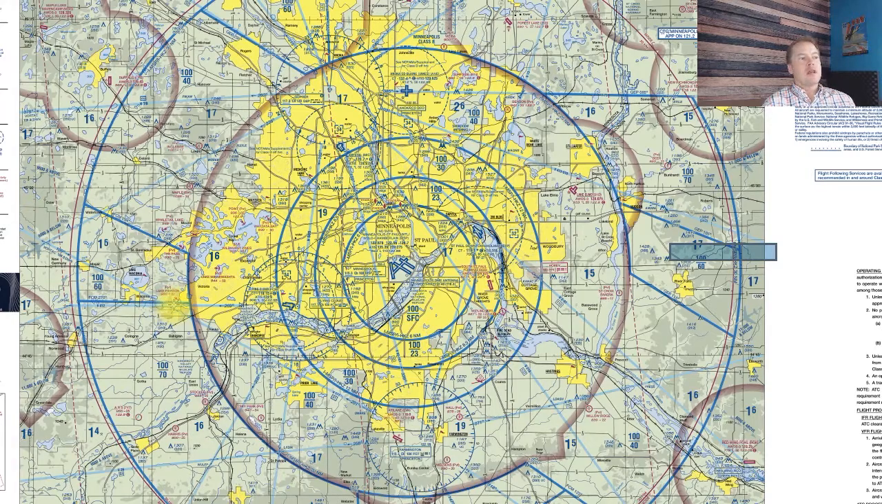So sometimes the FAA does take chunks out of this Class B airspace for different types of traffic patterns. So again, just because you see a number, don't assume that those altitudes are the same all the way around the circle.